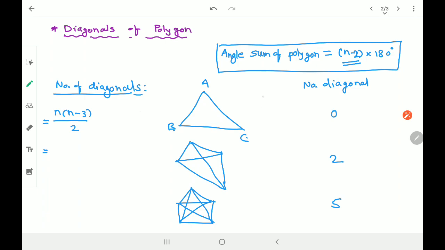For a triangle, if I check, how much is n? n is equal to 3, so put the value 3: 3 into (3 minus 3) upon 2. How much will it be? 3 into 0 upon 2. 0 into anything is 0, so 0 came. Okay, let's talk about diagonals of a quadrilateral. So how many diagonals will a quadrilateral have? The formula is the same, n into (n minus 3) upon 2. For a quadrilateral n is equal to 4. So 4 into (4 minus 3) upon 2. 4 minus 3 is 1, 1 into 4 is 4, 4 divided by 2 is 2. So the answer is 2. Right, simple.